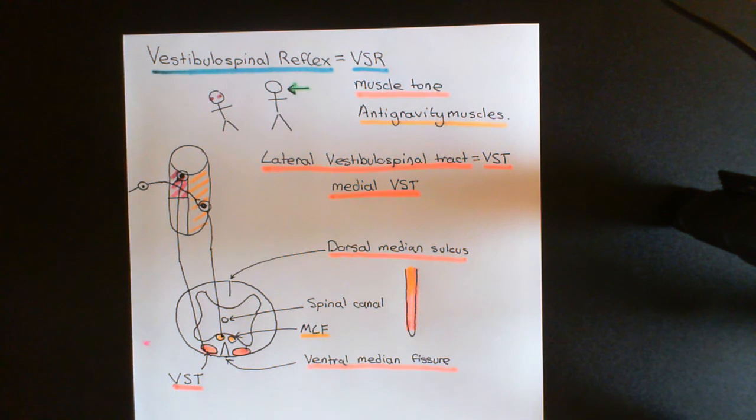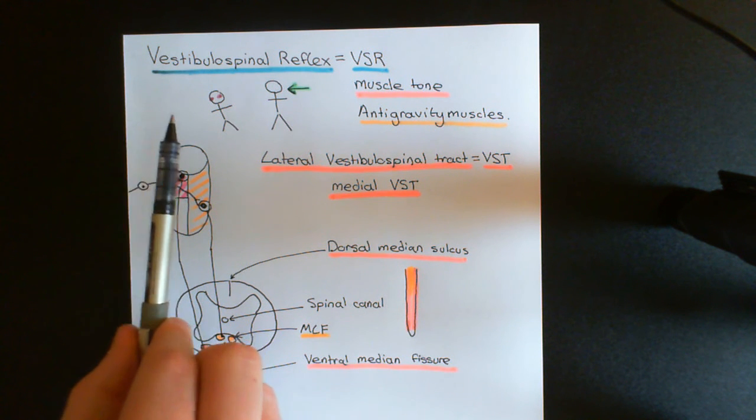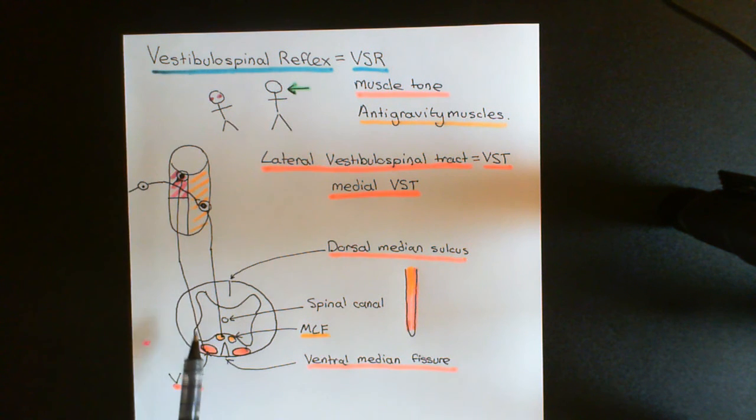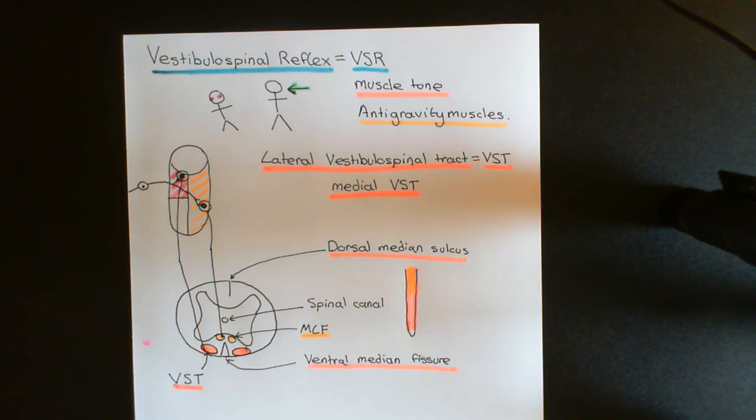Okay, so a point to note here, the connection is ipsilateral, so the neurons that are in the right vestibular nucleus will go down on the right side of the spine and will innervate alpha motor neurons on the right side of the body. Okay, and I'm absolutely sure that it doesn't cross over this time. So it's ipsilateral. Okay, so let's now have a look at what's going to happen then.